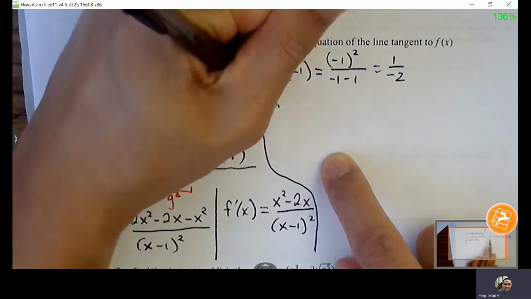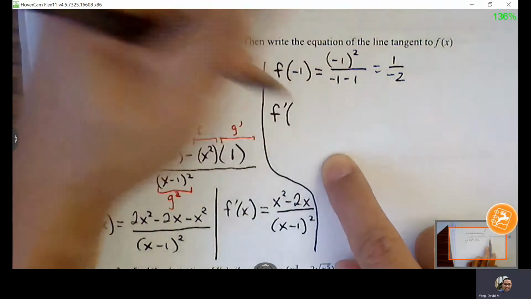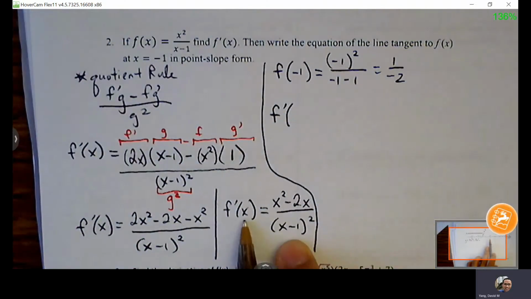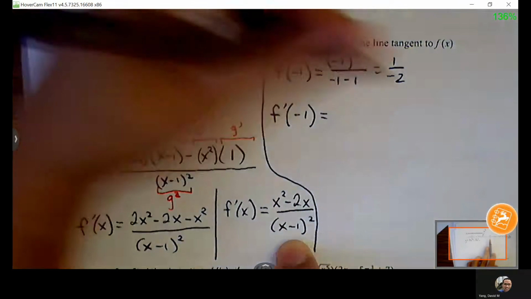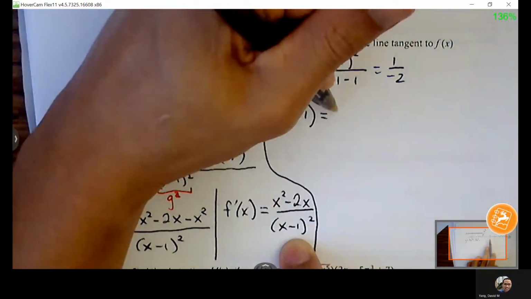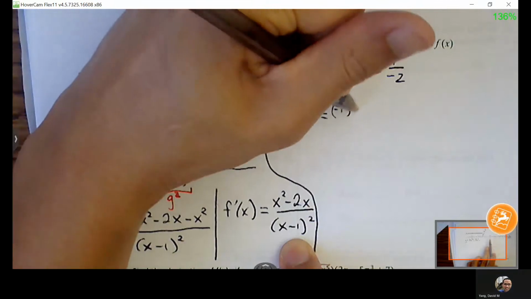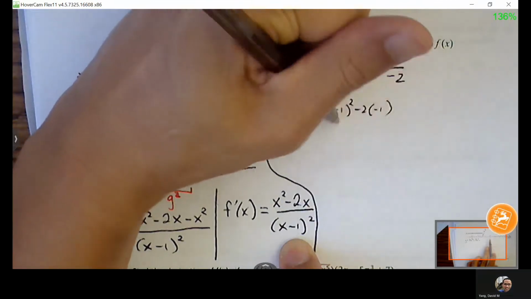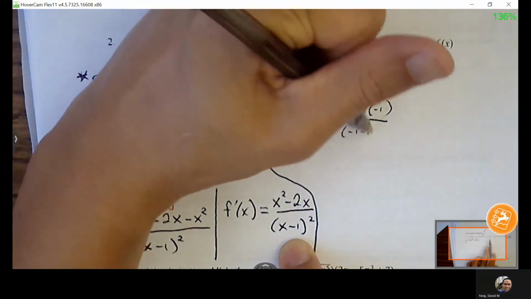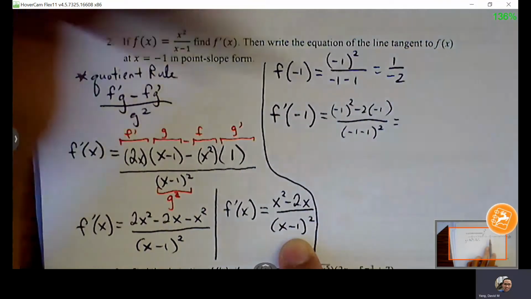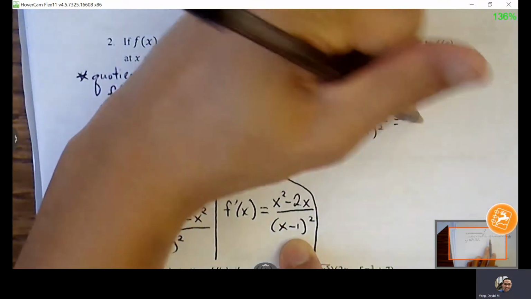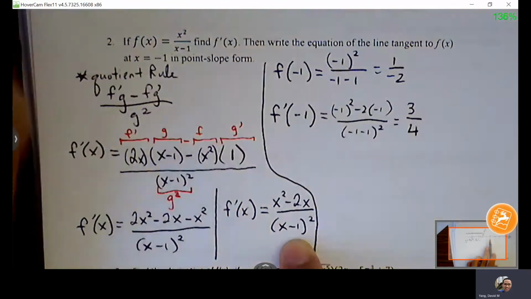Next up, I want to find my slope. Slope comes from the derivative. Derivative takes in the x value. One plus 2 is 3. 3 over 2 squared is 4.